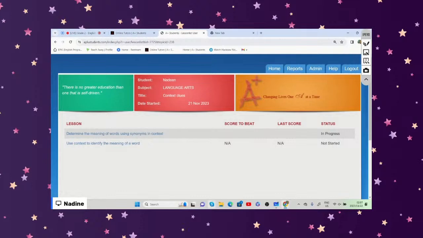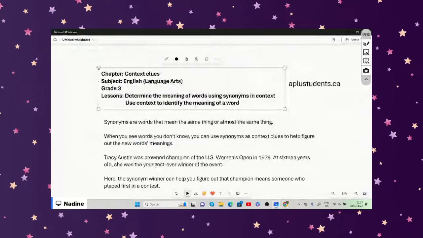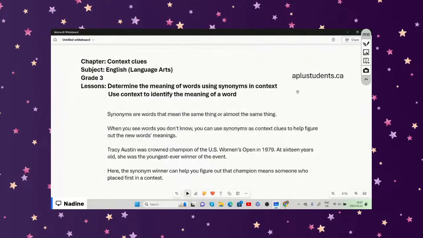All right, so our chapter is context clues. Our subject is English language arts, grade 3, and the lesson that we are focusing on is to determine the meaning of words using synonyms in context. Synonyms are basically words with similar meanings, and we use context to identify the meaning of a word.